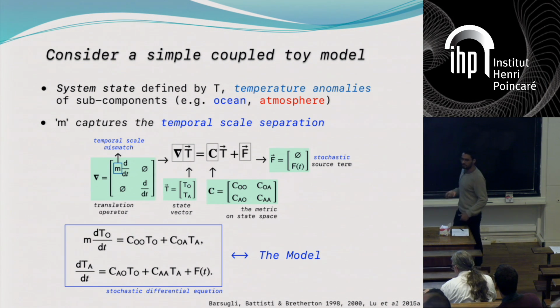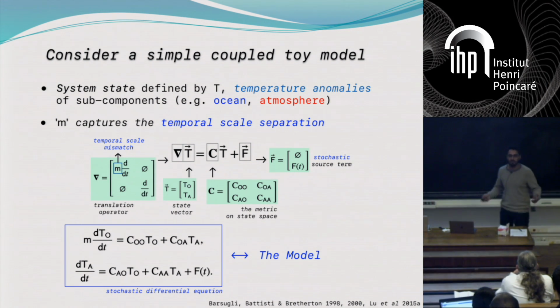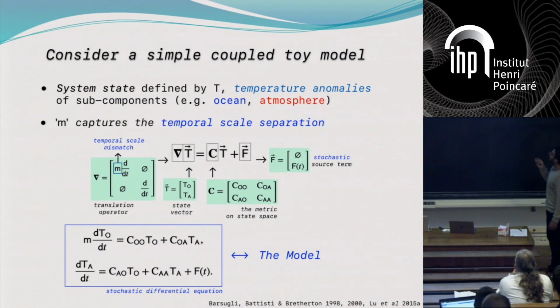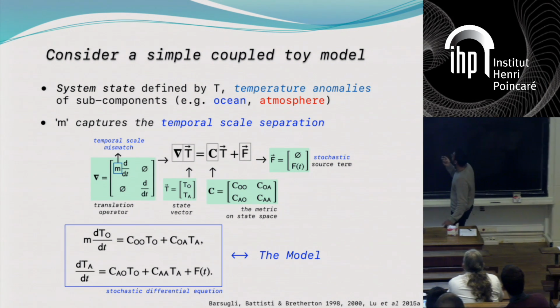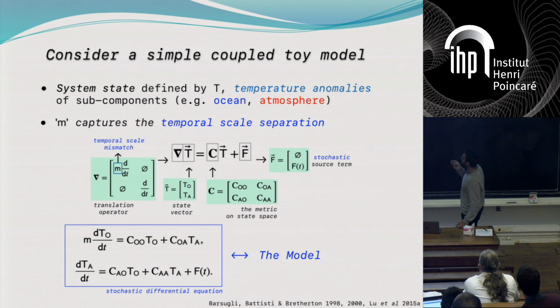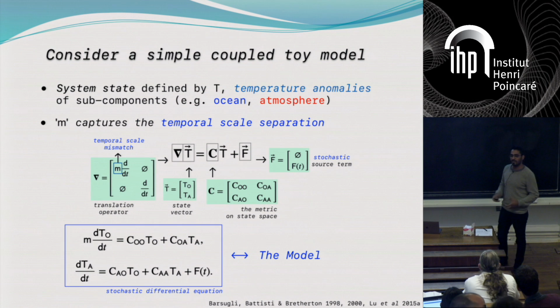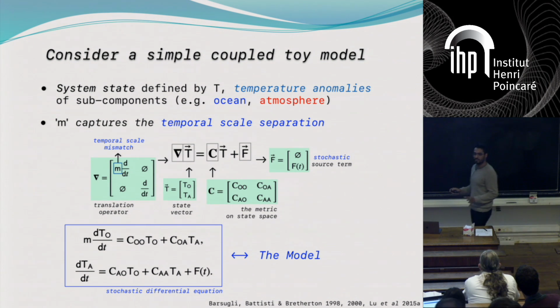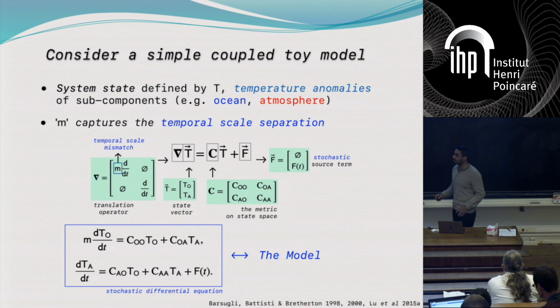You don't have to put a stochastic term in both because the model is coupled. So any stochastic input on one side will eventually be transmitted to the other side anyway. And the C here is simply a 2x2 matrix where all the terms are constant. So this gives you a simple linear model with a stochastic forcing and with a temporal scale separation. So basically I have all the basic ingredients that I need in the model to tackle the problem at the 0th order, at the simplest possible level.